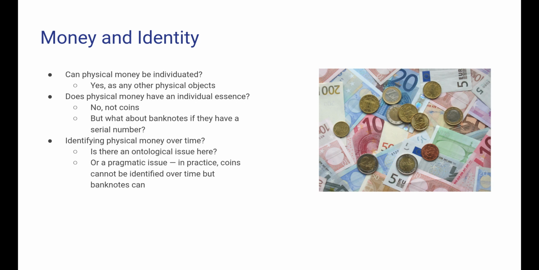Now, moving on then to money and identity, we can first ask if physical money can be individuated, or rather the carriers on the physical level, can they be individuated? Well, probably yes, as any other physical objects can be individuated. What about this physical money? Does it have an individual essence? It doesn't seem so for coins. But what about banknotes? If they have a serial number, would that suffice to give them some kind of individual essence? And what about identifying physical money over time? Here we're not even sure that there really is any ontological issue involved, and it shouldn't be problematic in a particular sense. Maybe it's rather that we have some pragmatic issue here. In practice, we cannot identify coins over time, but we can identify banknotes over time because they have a serial number.